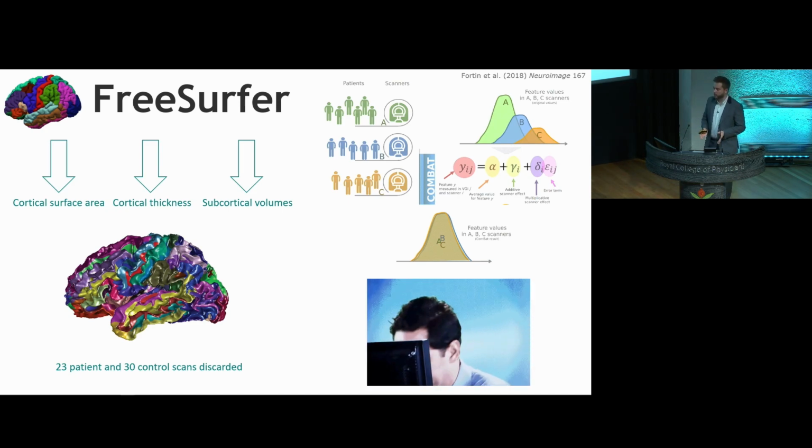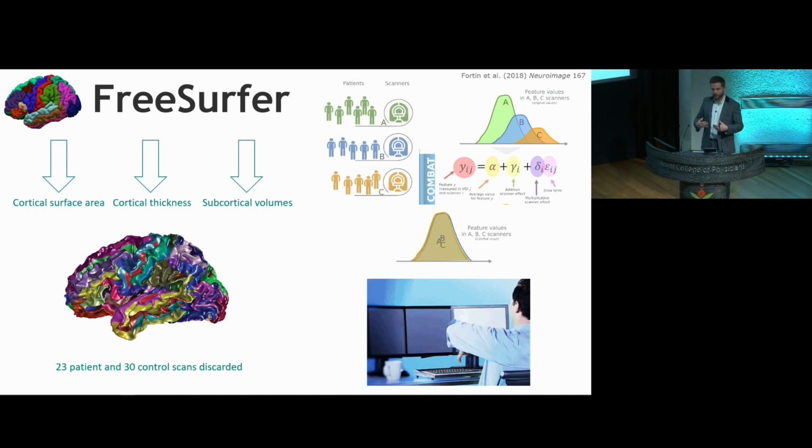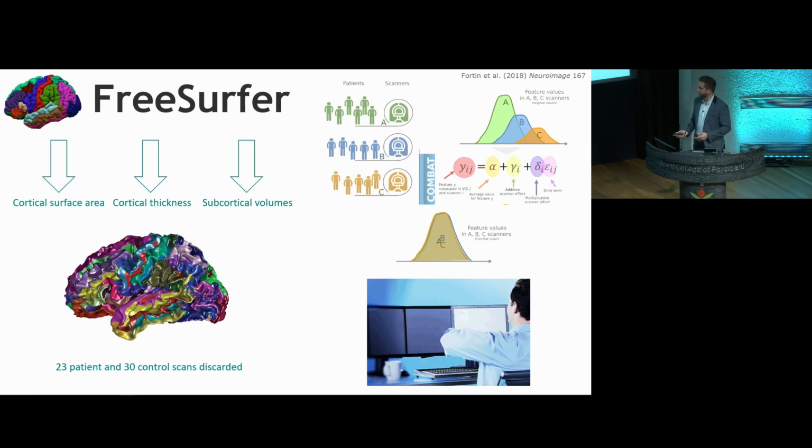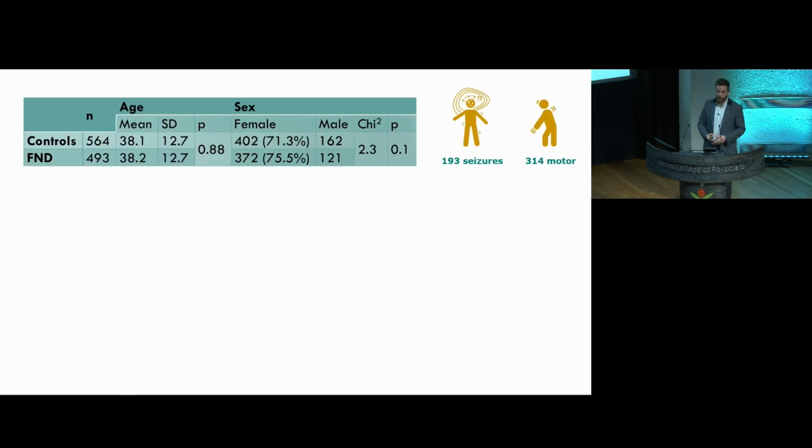And so then all that was left for me was to take out these Excel documents of loads and loads of numbers and run the analyses, which the initial analyses that we ran were comparing our whole brain level between FND patients and controls. So the final sample consisted of 564 controls and 493 patients with FND.